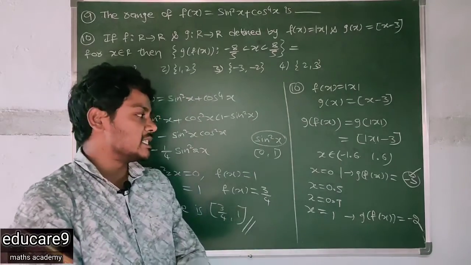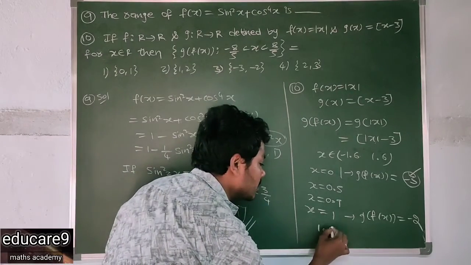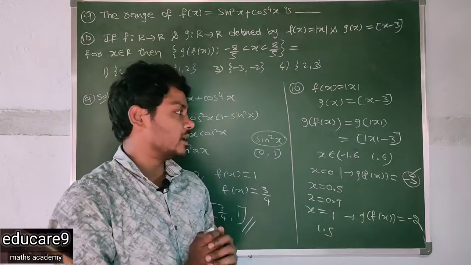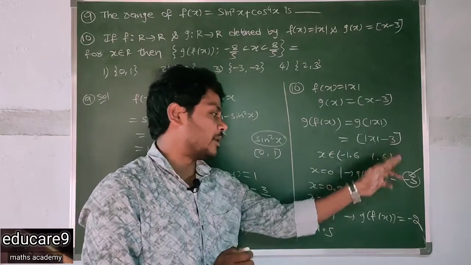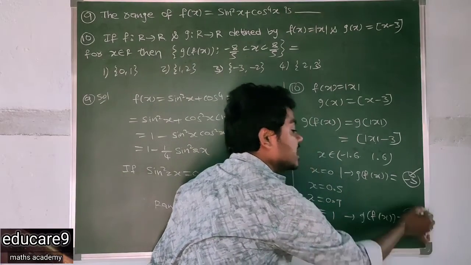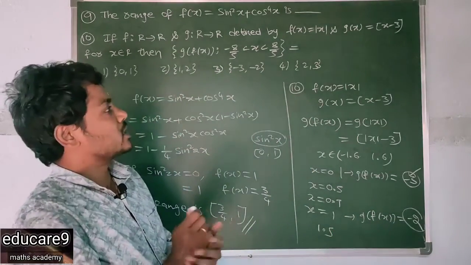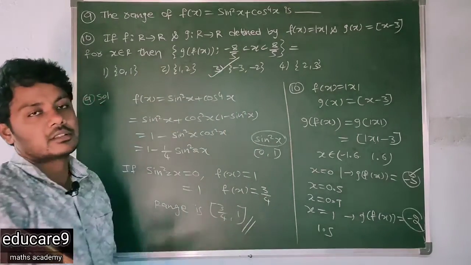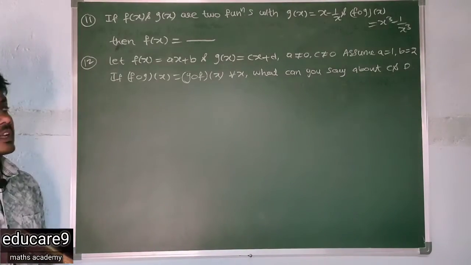If you put x is equal to 1.5, 1.5 minus 3 is minus 1.5. So step of minus 1.5 is minus 2. So clearly you get only two solutions that are minus 2 and minus 3. So clearly option 3. So see the next question.